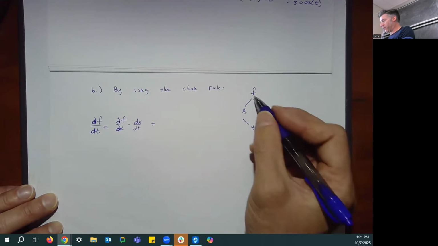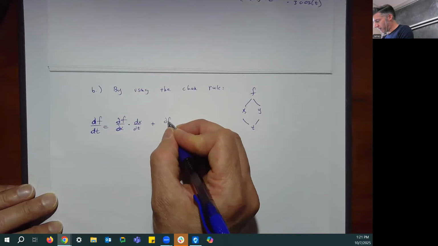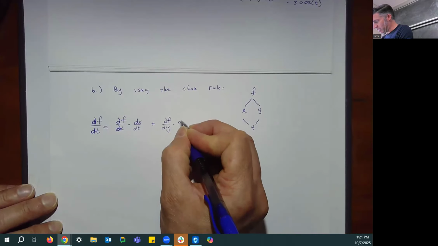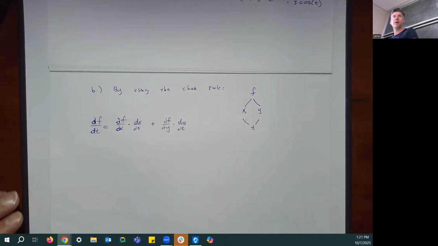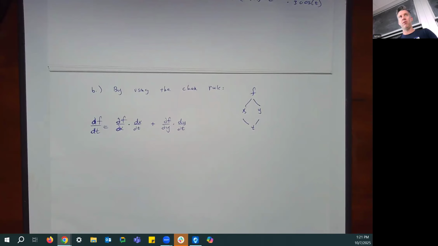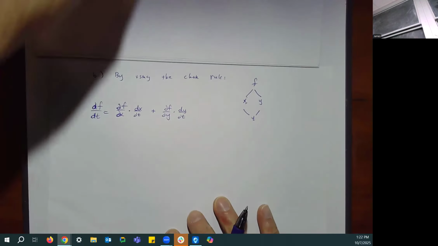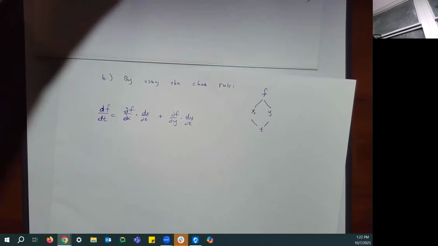Plus the other path from f to t. That's going to be del f del y multiplied by dy dt. I kind of think about this, and this is actually later on when we talk about the probability stuff at the very end of the quarter, when we talk about Bayes' rule or Bayes' formula, this idea of one path being you multiply all the things together and then you add and then you do the other path and you multiply the things on that path together, that idea kind of resurfaces. So looking at this actually is really helpful for the probability stuff we do at the very end.